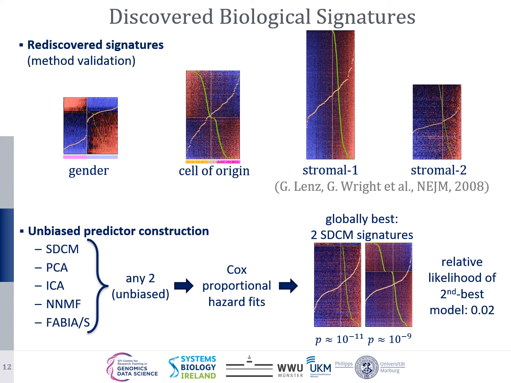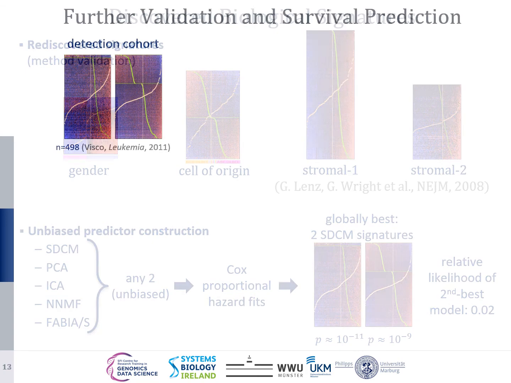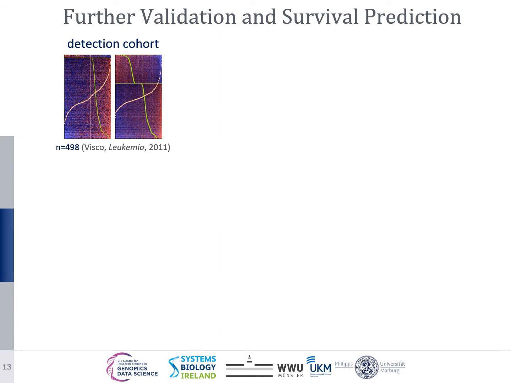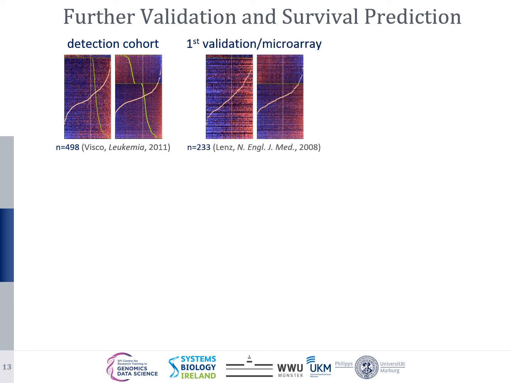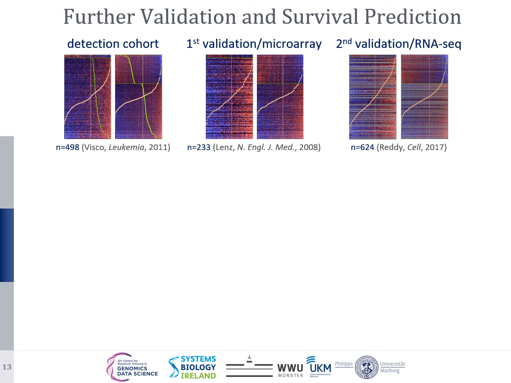Patient survival is independent data that was not input into any of the methods, so these two signatures are already validated in the detection cohort as survival signatures. You see the two discovered survival signatures again in the detection cohort. Next, we validated them in two independent DLBCL cohorts, one measured by microarrays, another one measured by RNA sequencing, and you can see the same differences in gene expression there.